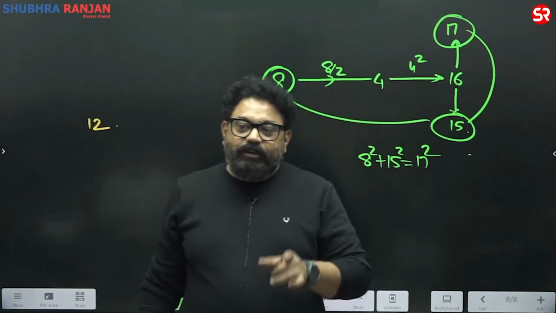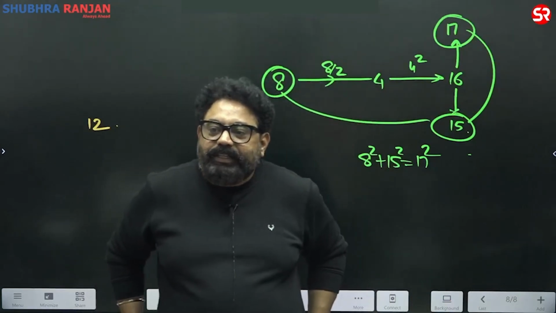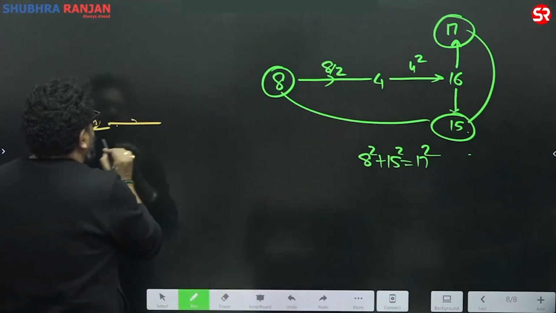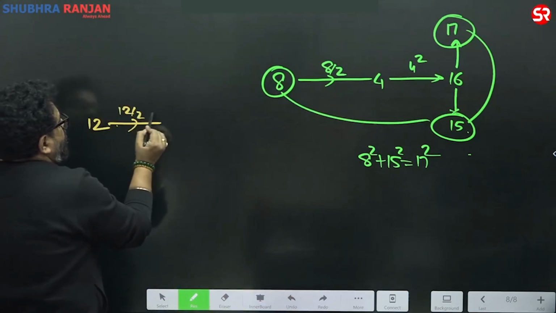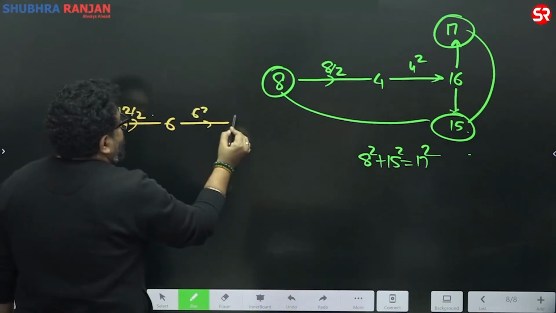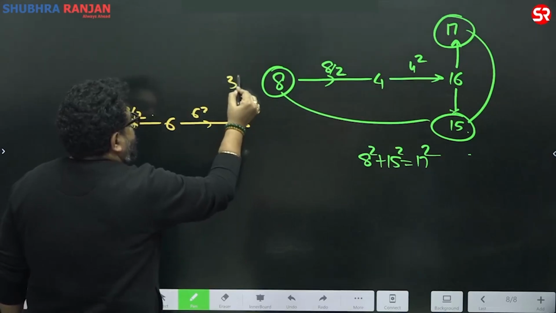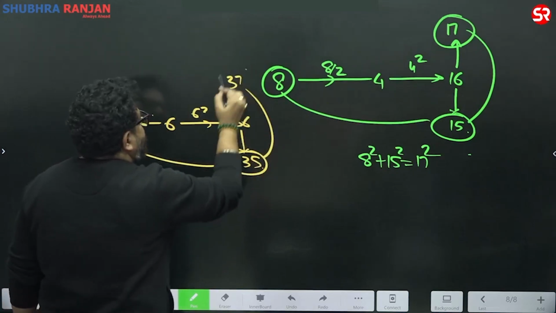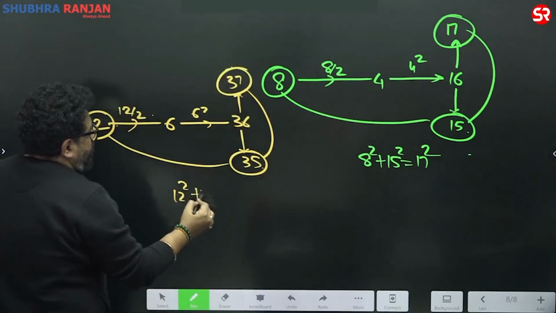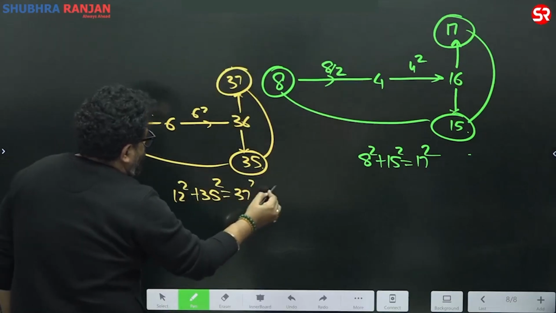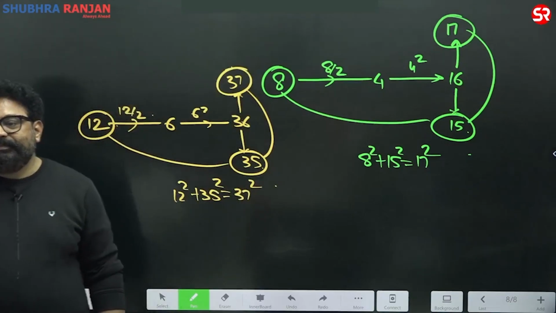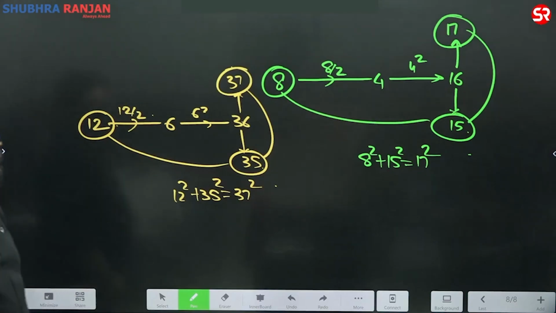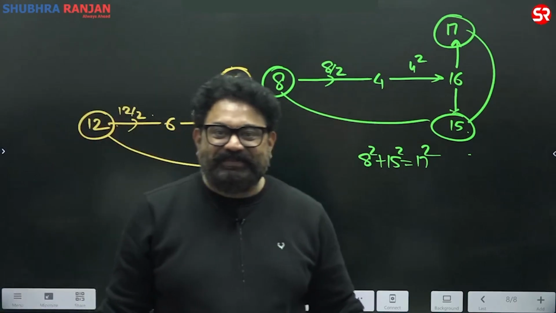Now this is where competition exam hits you hard. You think it is 12, 16, 20. Is there any more? There is one more. What is 12's half? 6. 6's square is 36. Bigger is 37, smaller is 35. 12 square plus 35 square is 37 square, because 12 is not a prime number. Clear?